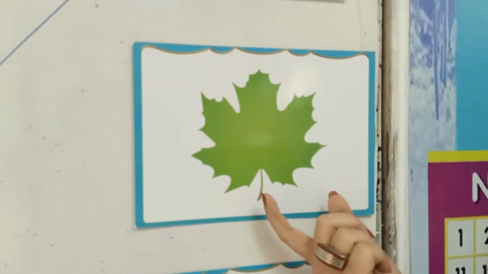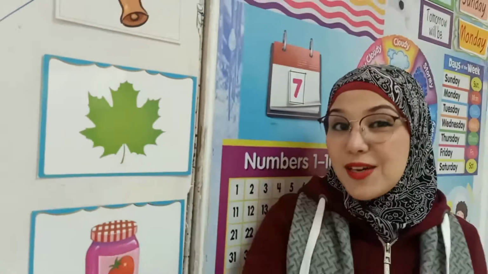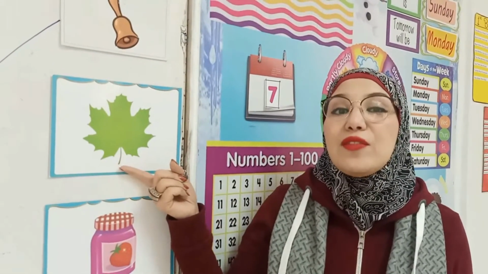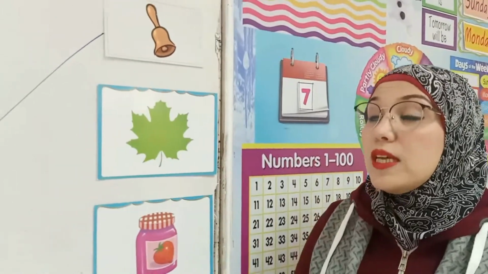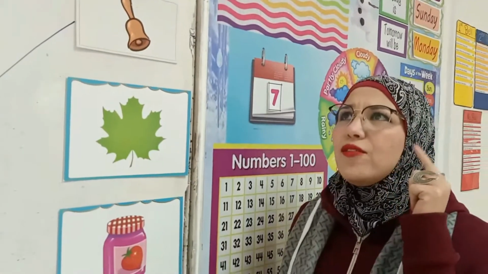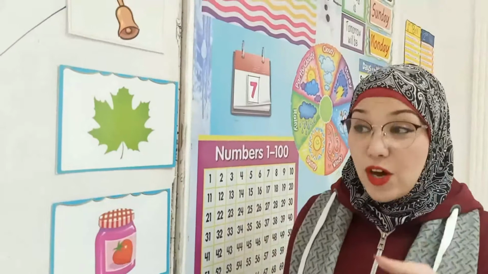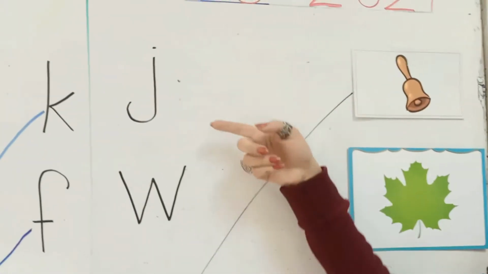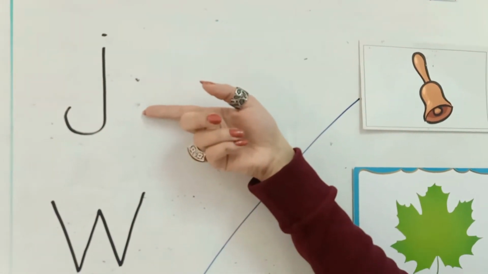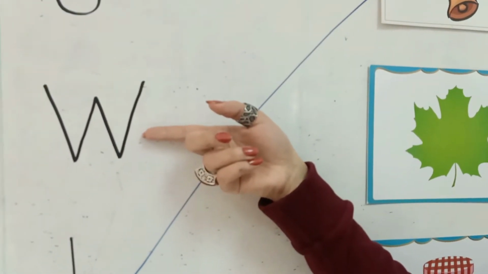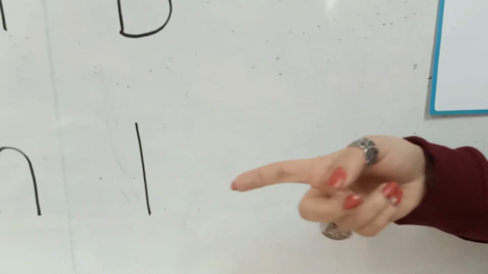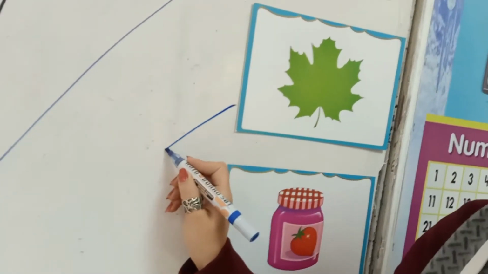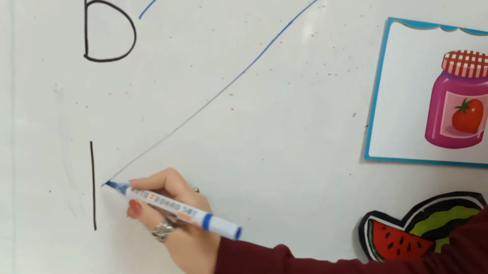Can you tell me what is this? Super! Super, super, I can hear you. Leaf. Leaf starts with letter L. Super! L is for leaf. Where is letter L? Is this letter L? No! Is this letter L? No! Here is letter L, super! We are going to match leaf with letter L. Super!